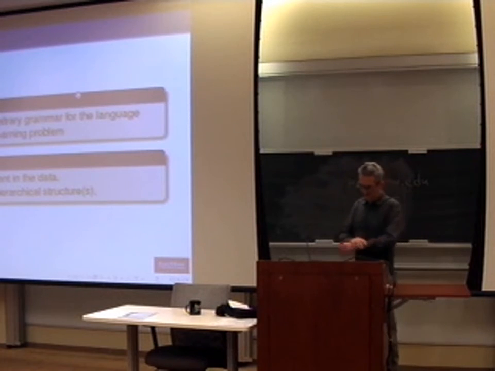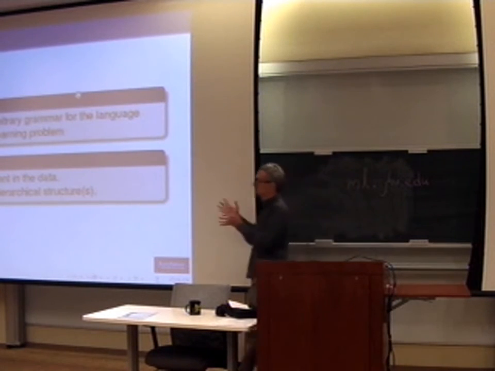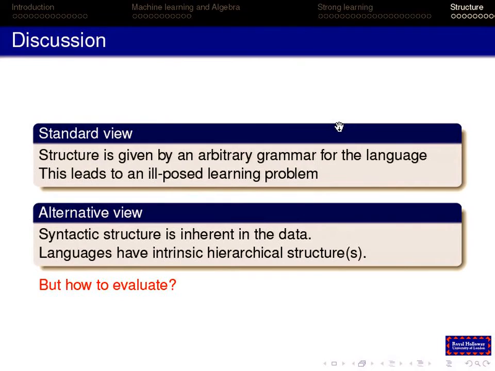Okay, so let me conclude now. The standard view is that structure in a language is going to be given by some grammar, and this, in a sense, leads to an ill-posed learning problem. But the view I'm putting forward here is that we can view syntactic structure as being something that's inherent in the data. It's a sort of empiricist structure. So what we're saying is that languages themselves have an intrinsic hierarchical structure, and that using these mathematical tools, we can derive a mathematically precise notion of structure. But how on earth do we want to evaluate that?